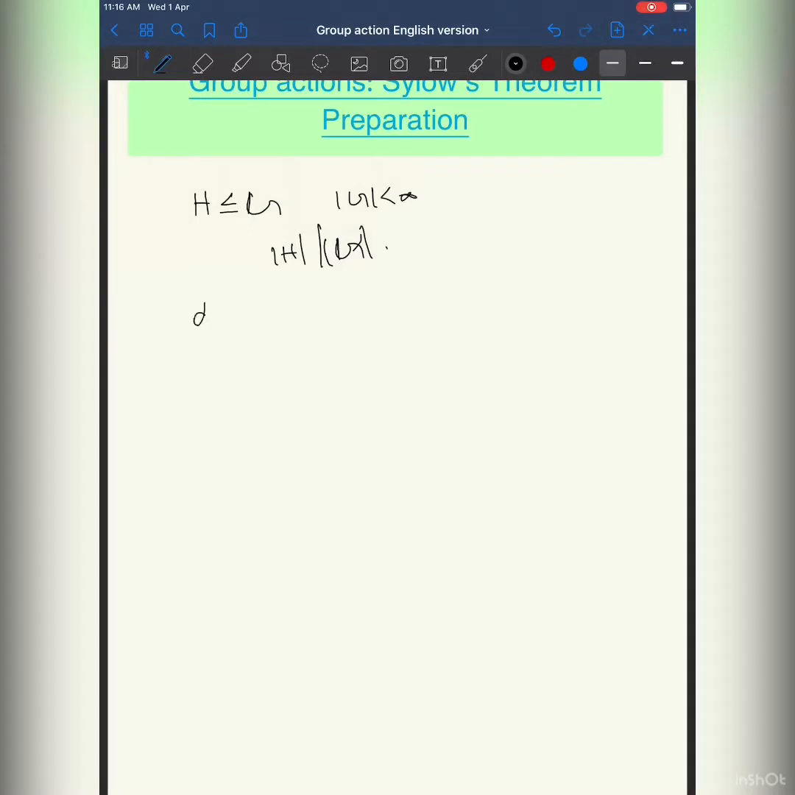It says that. Now the question is reversed. Suppose I give you a divisor D. Does there exist a subgroup H of G such that the order of H equals D? This is not possible in general. I can give one example. Check these examples.